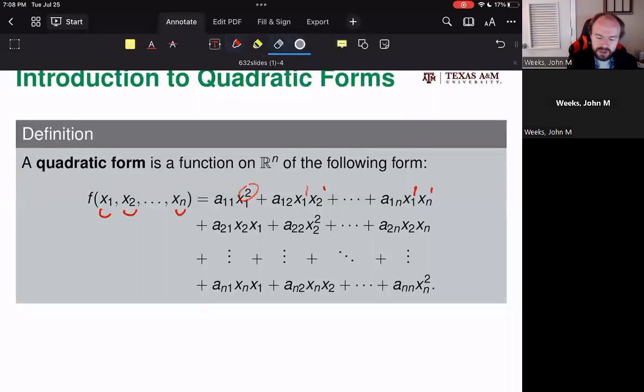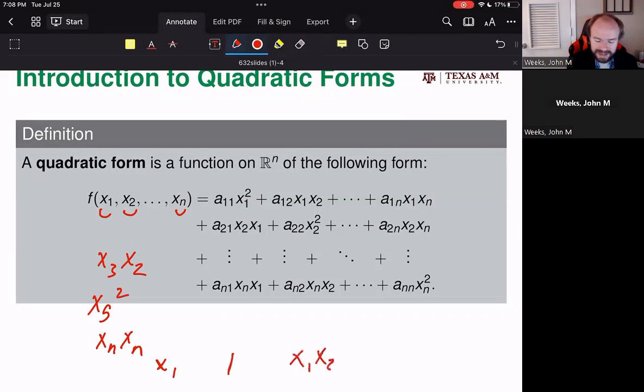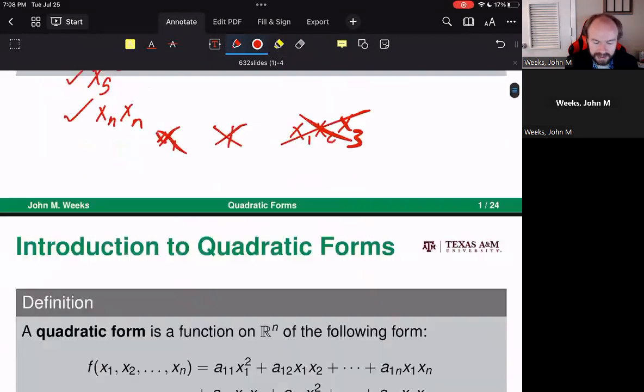So for example, terms like x1 squared, x2 squared might appear, as could x5 squared, as could xn squared, whenever you get up to that point. But something that could not appear is x1, or x1 x2 x3. None of these can appear as terms with coefficients in a quadratic form. Only those terms whose degrees add up to 2.